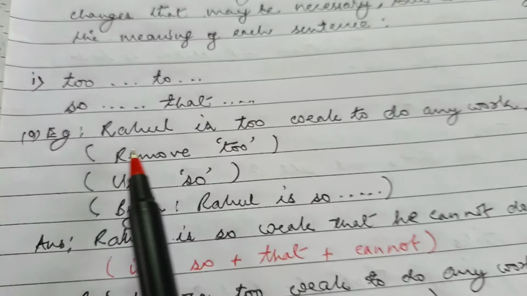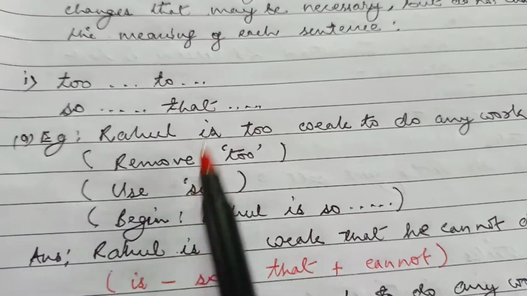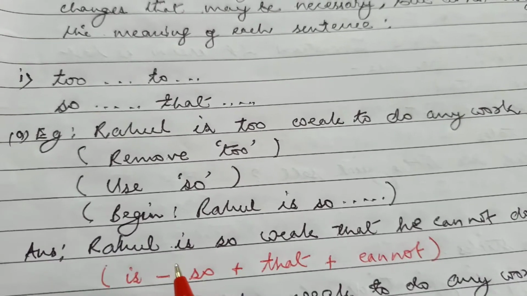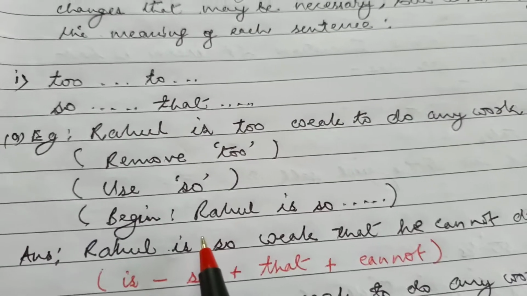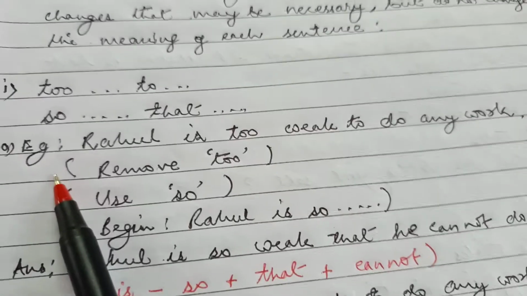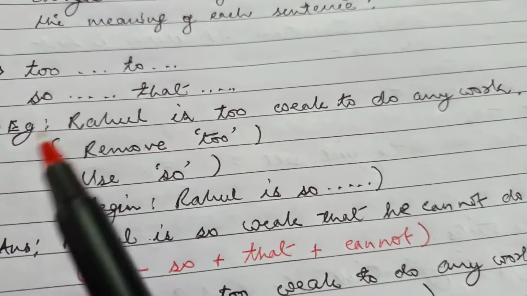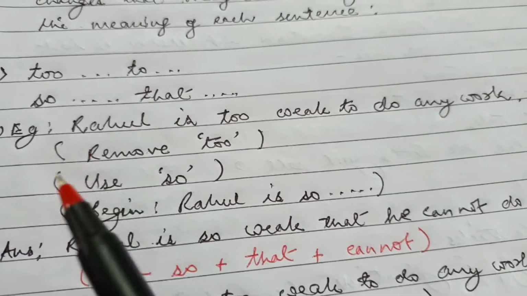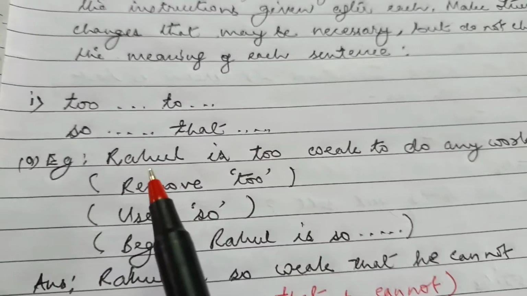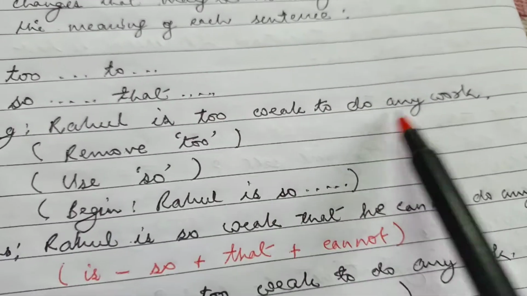Example A: the uses of too and to are many, out of which a few of the exercises are taken and very likely to be asked in the paper. That is what we must understand. See, example A says, Rahul. I have taken the name Rahul, irrespective of whoever he is. So, Rahul is too weak to do any work.